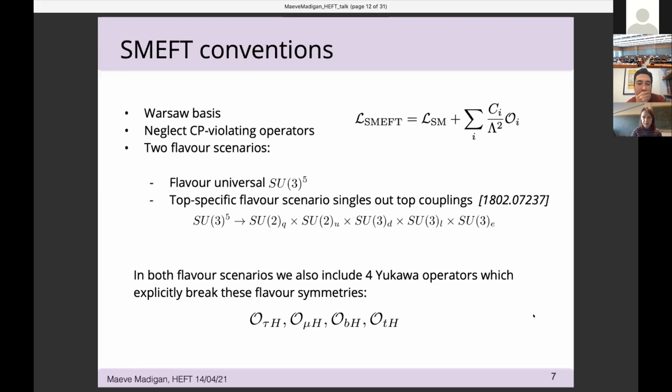And then one last thing to mention about conventions is just that we always normalize the operators by a factor of C over lambda squared, even in the case of the Yukawas. So we never have a factor of the Yukawa in front of those operators.